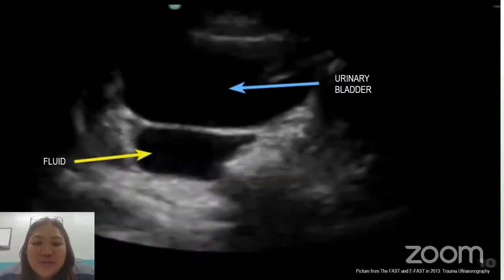The next picture shows a positive suprapubic view of a male patient. This image includes a double wall sign. It is frequently used to characterize a male with a positive pelvic FAST. Urine will illuminate the inner bladder wall, whereas free fluid outside the bladder will illuminate the outside bladder wall. So the yellow arrow represents fluid and the blue arrow represents the urinary bladder.